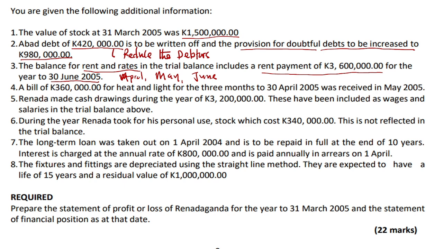Let's continue. A bill of 360 for heat and light for 3 months, 3 months to April 30th, 2005, was received in May. We also look at this, that's 2005.